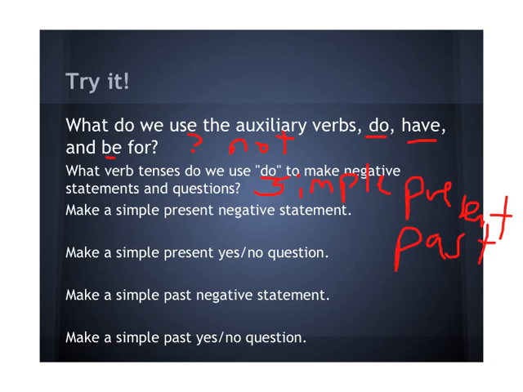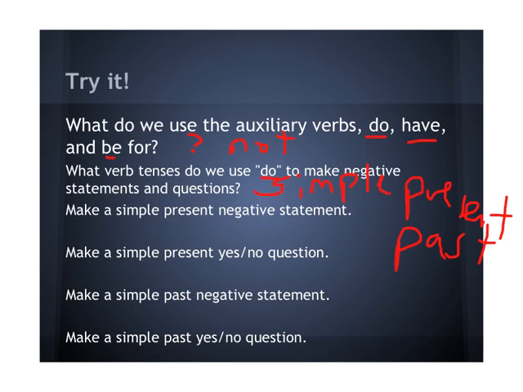Okay, so now's your turn. Make a simple present negative statement. Can you think of one? We need do. We need not. Make a simple present yes/no question. Okay, again, we need do or does, depending on our subject, and we need to make sure we put the do or does at the beginning of the question, and then the subject, and then the main verb.